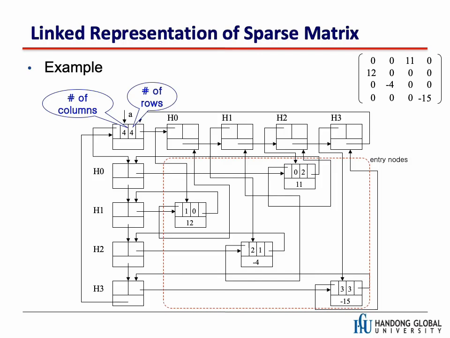When we represent a sparse matrix with the linked representation, we need another type of node. In the previous slide, we talked about the header node and the entry node. The header nodes make one linked list: the first header node points to the next header node, and the next one points to the next one, and so on. Since this makes one linked list, we need a header node.